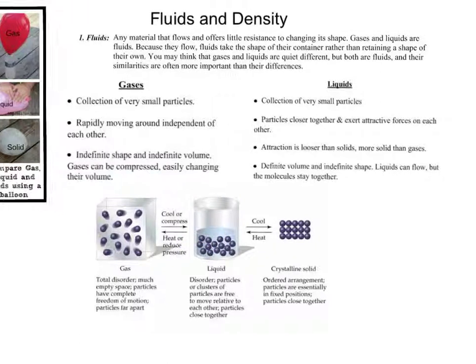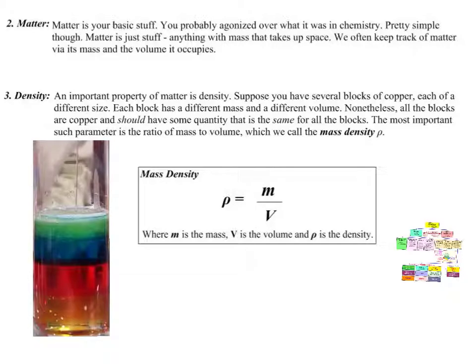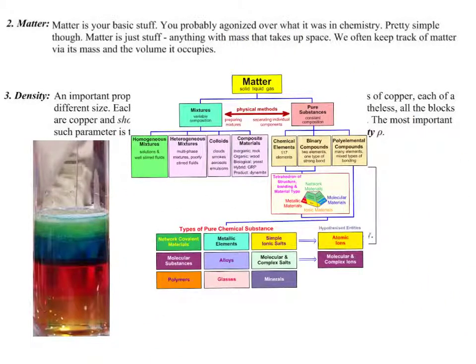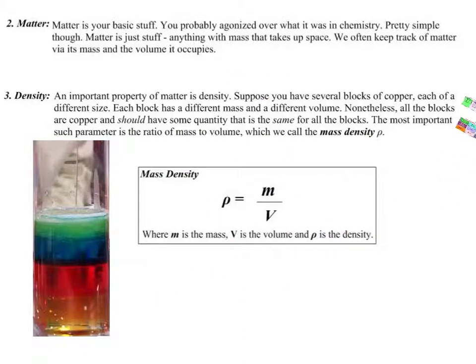Two other terms that we want to look at are matter and density. Matter is basically stuff, right? If you take chemistry, you may have agonized over what matter was. It's really just stuff. You may have even seen or put together a whole little flow chart about matter. Look, matter's stuff. Okay, enough said. Density is an important property of matter.